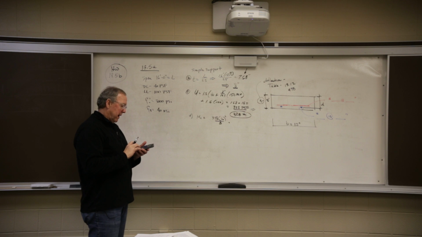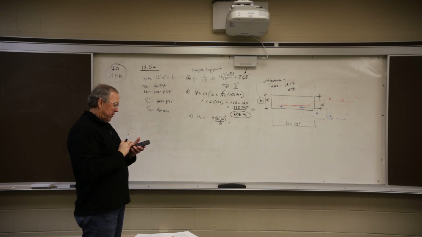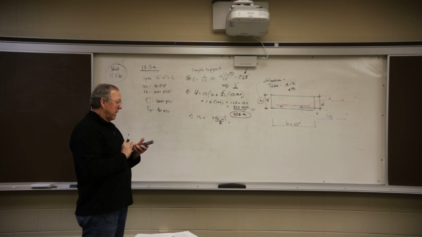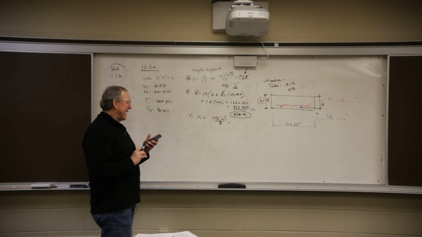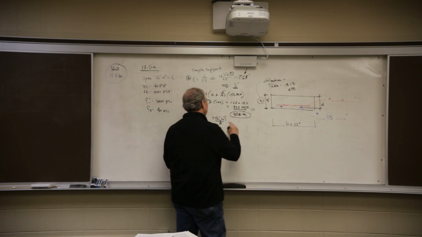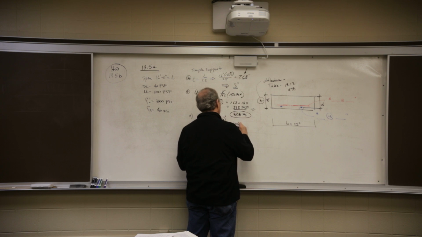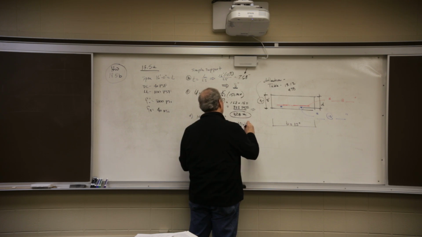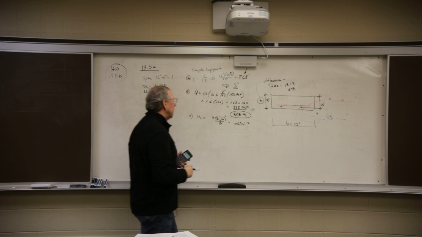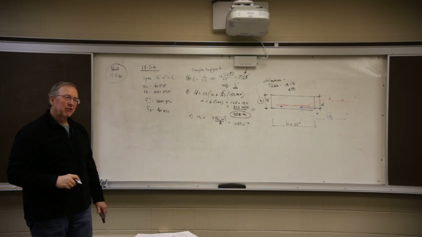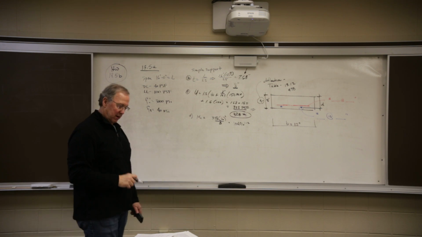So 328 times 16 squared divided by 8. 10,496. There's 10,496 foot-pounds of moment.